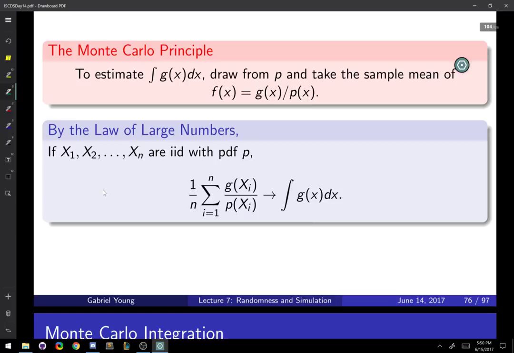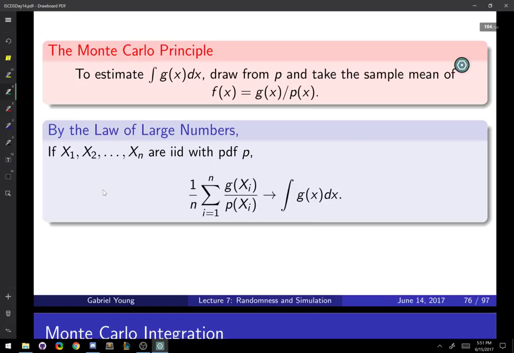I'll just write f of x for the moment. So this means 1 over n sum of g of xi converges to the expected value of g of x, which is the integral of g of lowercase x times f of x dx, where f of x is the density.